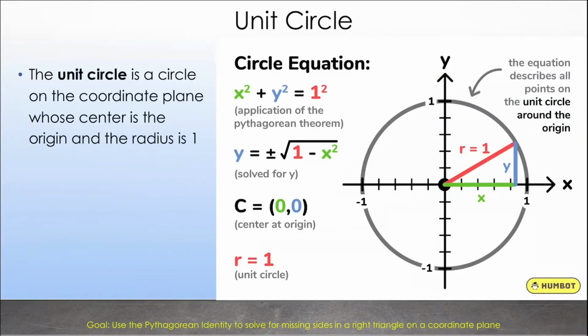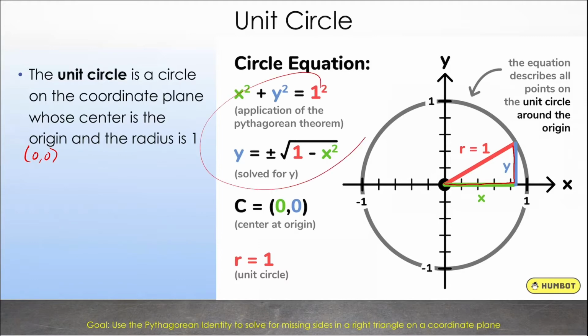The unit circle is a circle on the coordinate plane whose center is at the origin. Remember, the origin is at (0, 0), and it has a radius of 1. So our circle equation is x squared plus y squared equals 1 squared. We solve for y equals plus or minus the square root of 1 minus x squared. My center is (0, 0) and r is equal to 1.